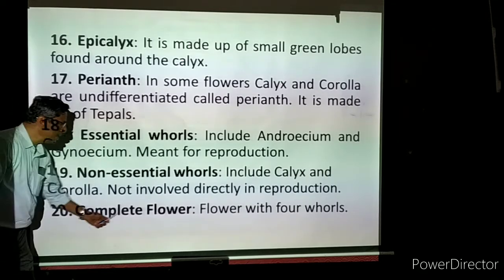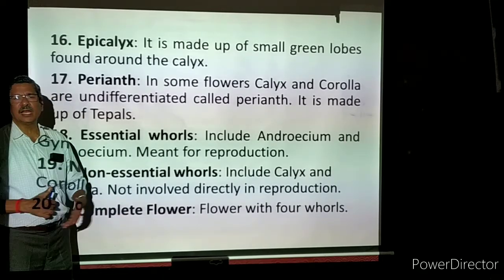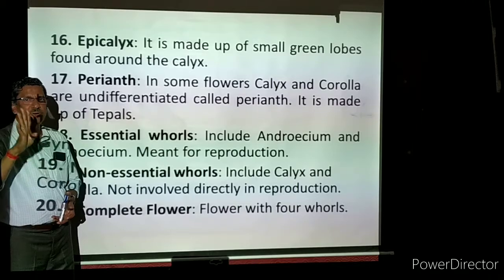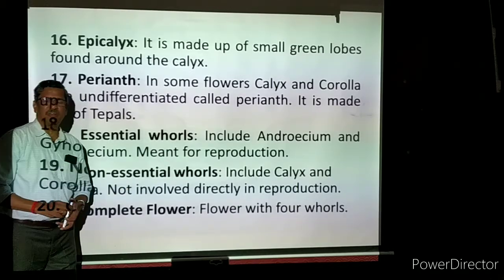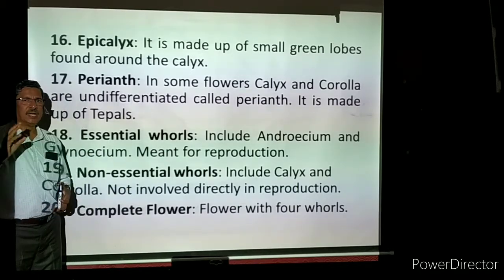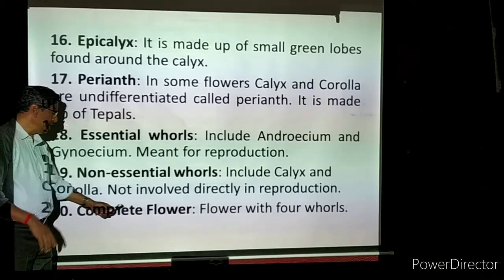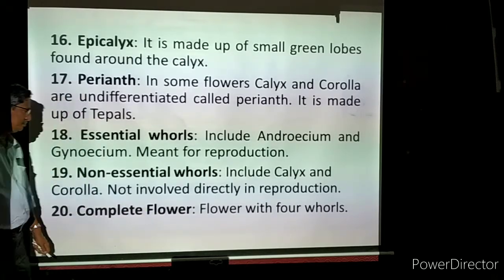Last one, complete flower. In the name itself we can understand. A flower with the 4 whorls is called a complete flower. What are the 4 whorls? We have studied: calyx, corolla, androecium, gynoecium. It is called a complete flower.